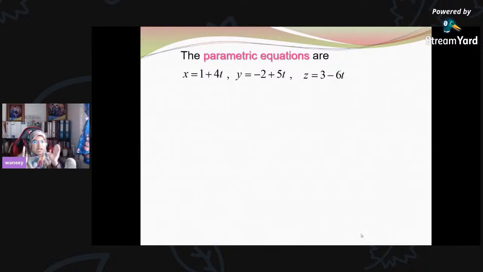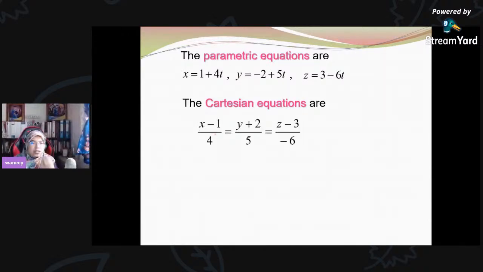And then you're going to let the t be the subject. So bring 1 to the left, so x minus 1 over 4, y plus 2 over 5, z minus 3 over negative 6, and you simply let them be equal. So from parametric to Cartesian, making t the subject, you are going to get x minus 1 over 4 equal to y plus 2 over 5 equal to z minus 3 over negative 6. And that is the Cartesian equation of the line.